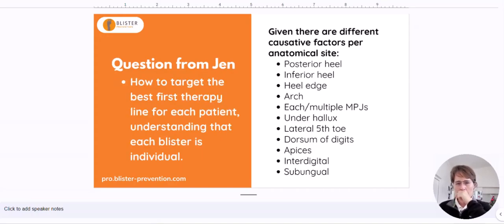And finally, Jen asks a great question: how to target the best first therapy line for each patient, understanding that each blister is individual. So my understanding of what Jen is getting at is, there are different locations for blisters and they all have different sort of biomechanical aspects behind them.